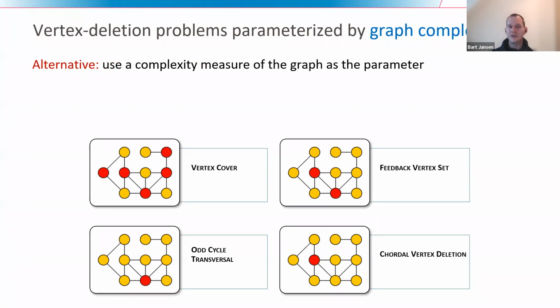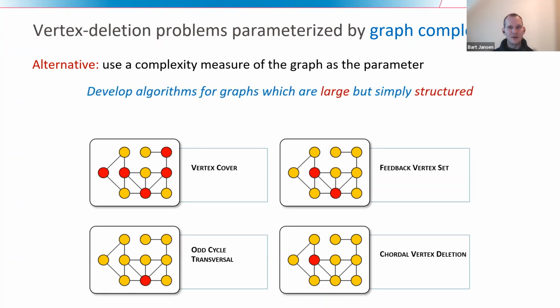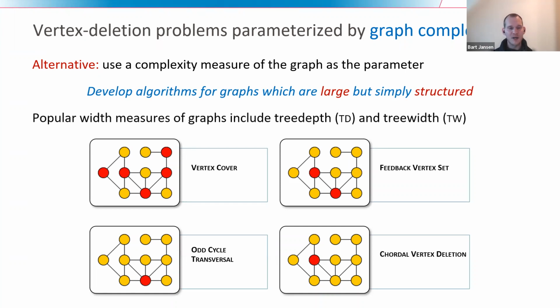There has been an alternative line of research, and that is not to look at the size of an optimal solution to the vertex deletion problem as the parameter, but to use some complexity measure of the graph. And one way to measure how complex a graph is could be, well, how tree-like is my graph? If the input graph really is a tree, then many of these problems can be solved efficiently. And there are various width measures developed, including tree depth and tree width, which somehow express that your input graph is well-behaved or structured in a tree-like fashion. And when your graph is well-behaved like that, then for lots of problems, you can find efficient solutions.